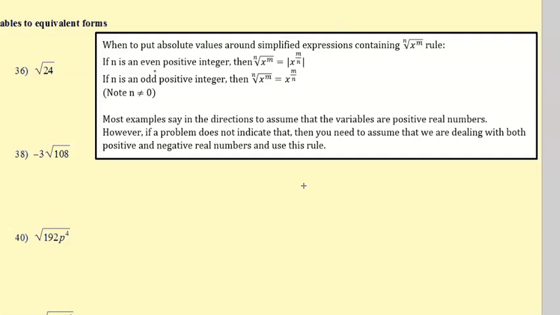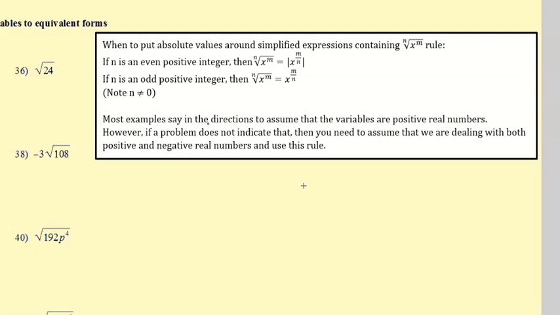So, if n is an even positive integer, like all the questions on this page, it has a 2, then you would have the absolute value of the variable to the reduced form. Now, if you had an odd positive integer, if there's like a 3 right here, you wouldn't have to use absolute value signs. It's only for even indexes.